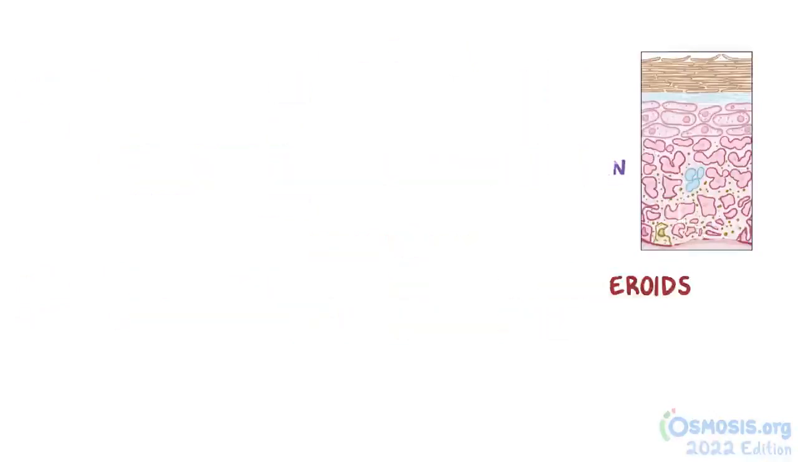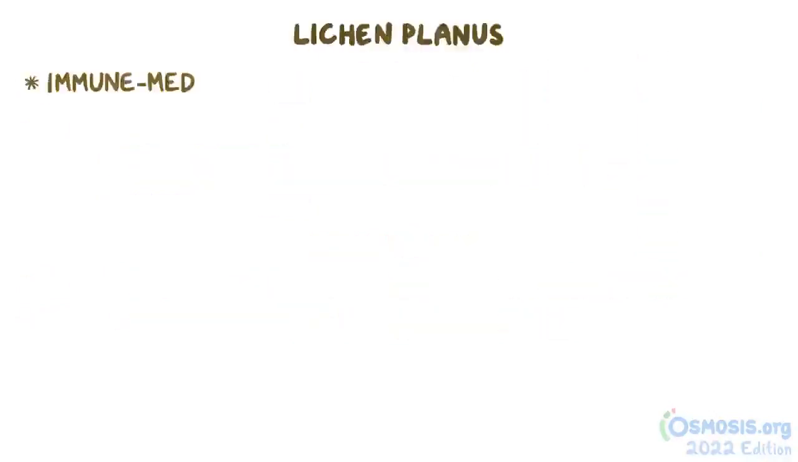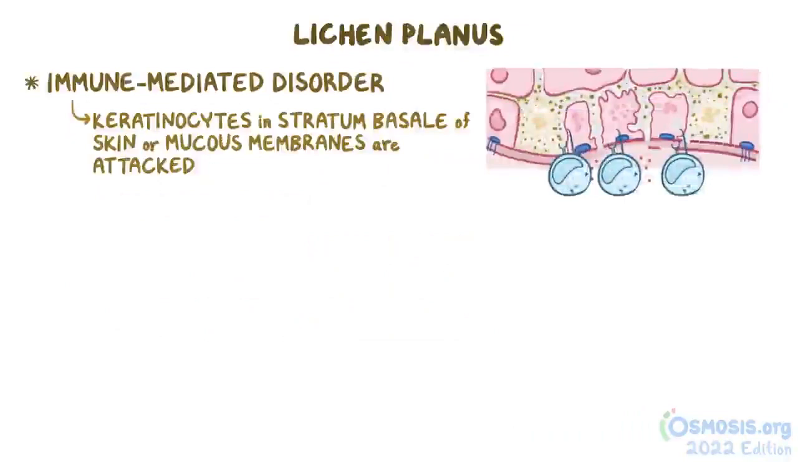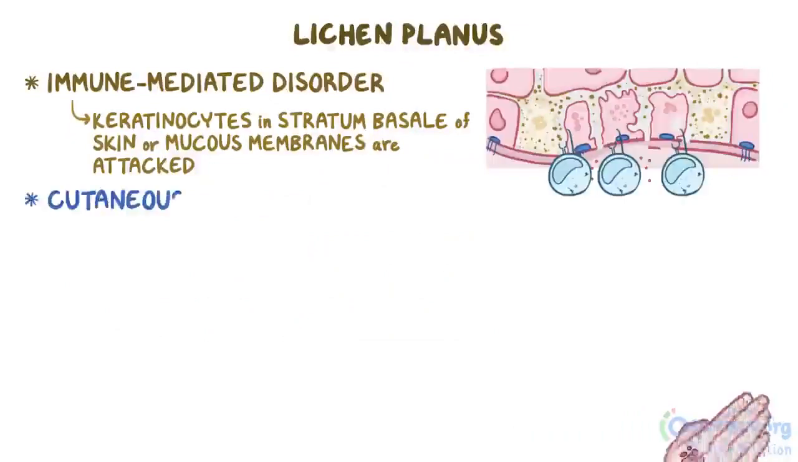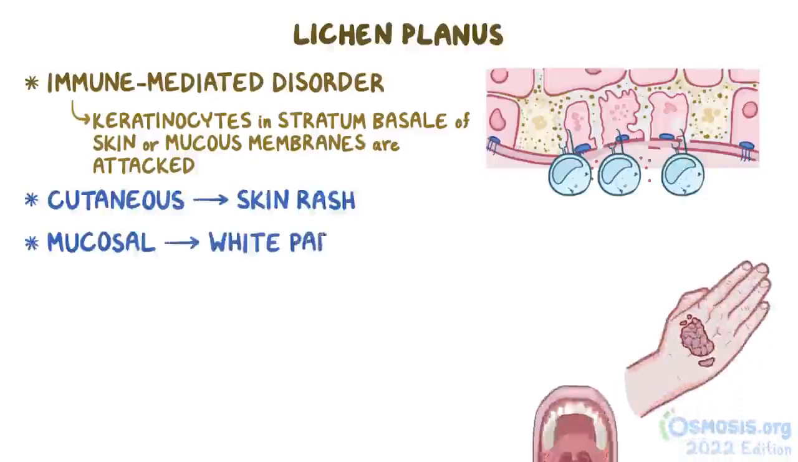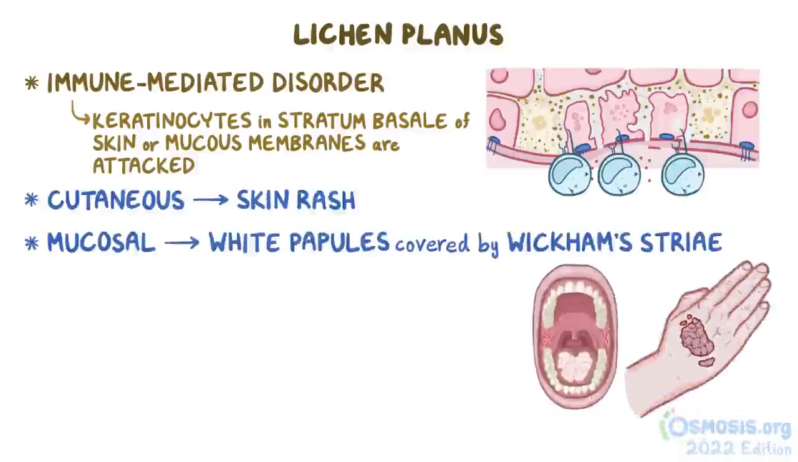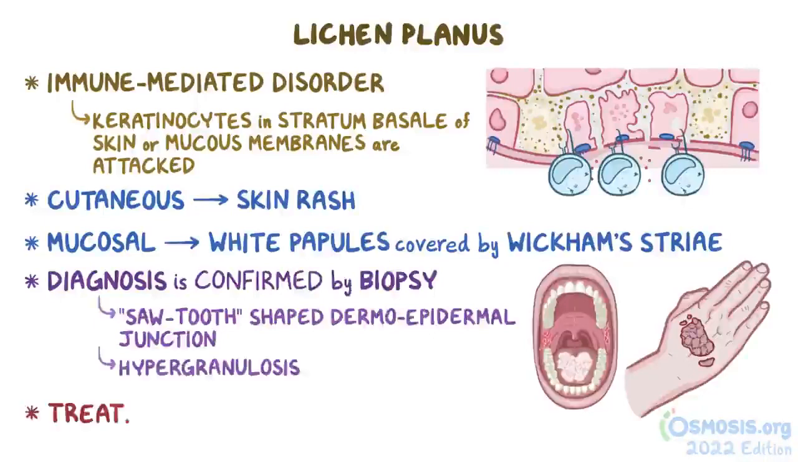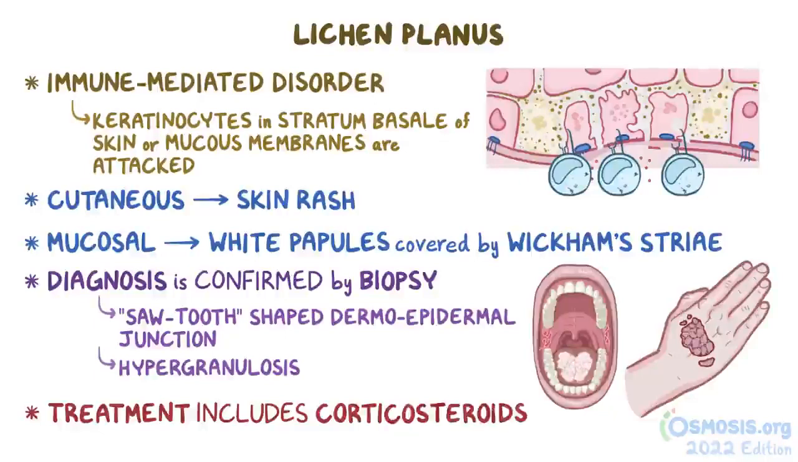Alright, as a quick recap, lichen planus is an immune-mediated disorder in which keratinocytes in the stratum basale of the skin, or mucous membranes, are attacked. Individuals with the cutaneous form have a skin rash, while people with the mucosal form often have white papules covered by Wickham's striae. Diagnosis can be confirmed with a biopsy that shows a sawtooth-shaped dermo-epidermal junction and a thickened stratum granulosum, or hypergranulosis. Treatment includes corticosteroids.